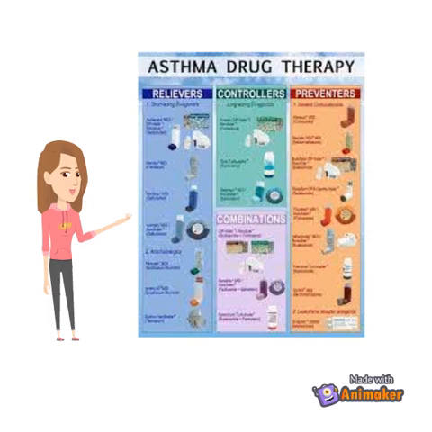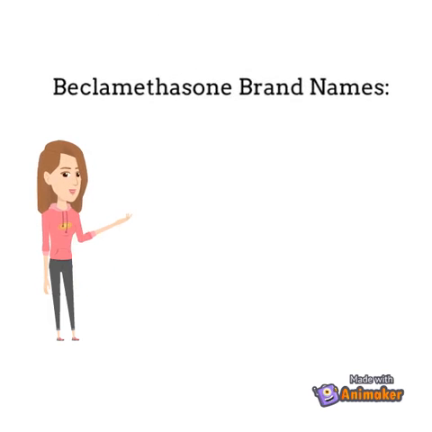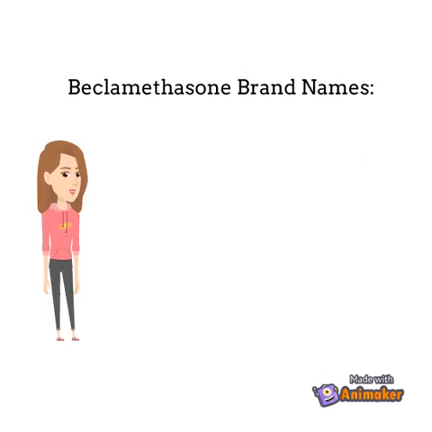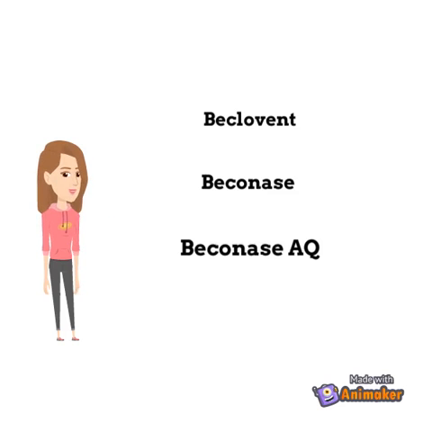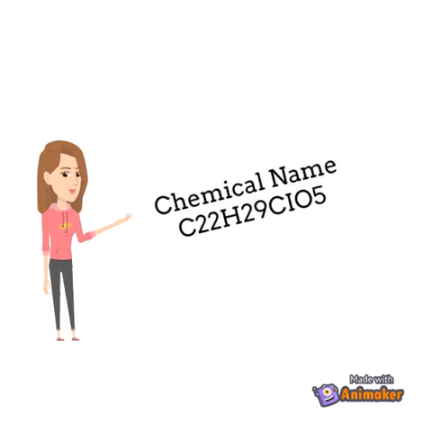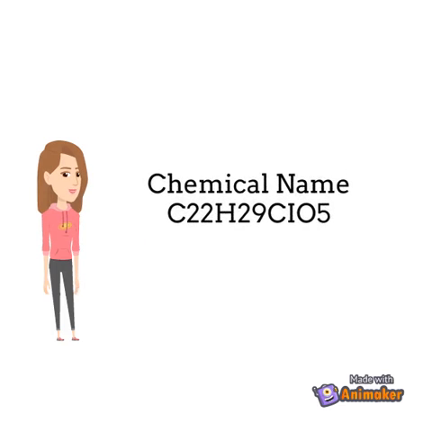Beclomethasone is a generic name of a drug that belongs to glucocorticoids. It has brand names like Beclovent, Beconase, and Beconase AQ. Its chemical formula is C22H29ClO5.